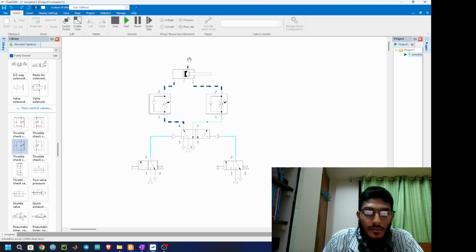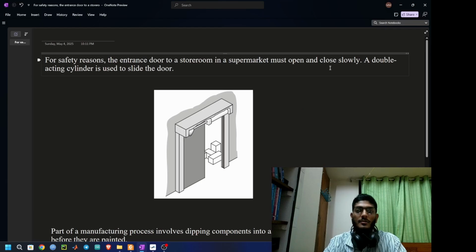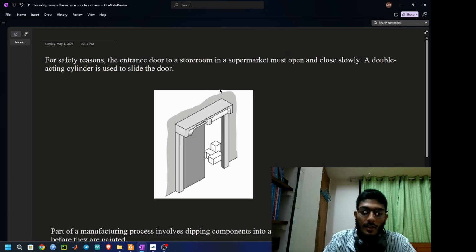So these two terms are very important. You need to know them. So basically, with this, I have solved the issue of closing slowly, and that's all. Thank you very much.